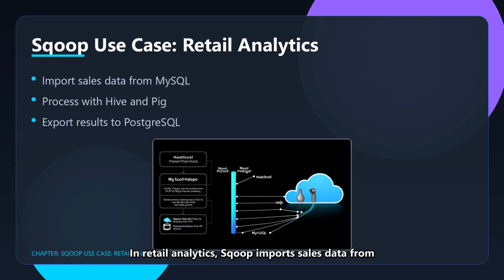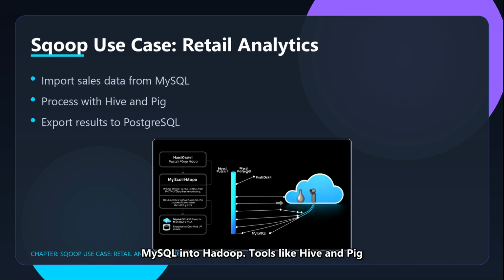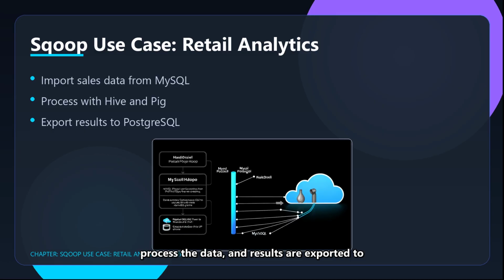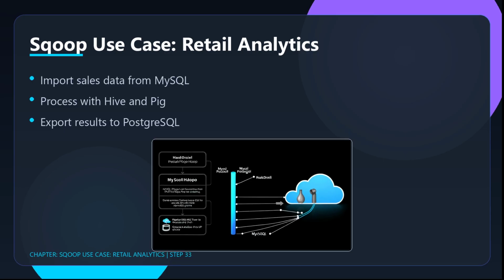In retail analytics, Sqoop imports sales data from MySQL into Hadoop. Tools like Hive and Pig process the data, and results are exported to PostgreSQL for reporting dashboards.